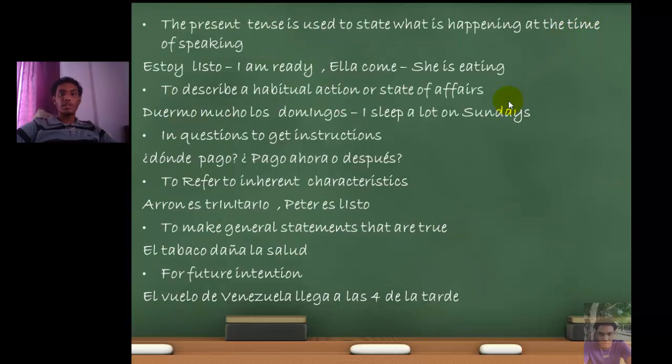The present tense is used for the following: to describe a habitual action or state of affairs. This one is very important. So you say that I sleep a lot on Sundays: yo duermo mucho los domingos. Previously, you would know that when translating dates, we don't say en domingos, we say los domingos. A little note here.